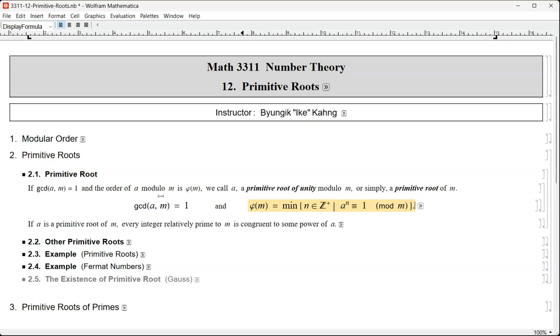The order of A modulo M must hit the maximum. M is arbitrary, but it's given a priori. It's fixed. And consequently, phi of M is already there. And we want to select various A values, various integers, among those that are relatively prime to M. And various A values give us various orders of A modulo M. Among those, what's the maximum? When we hit phi of M, that's when we have the primitive root of unity modulo M, or simply primitive root of M.